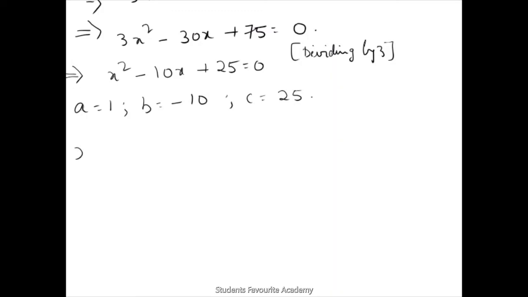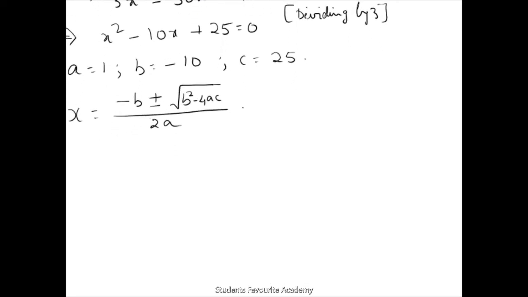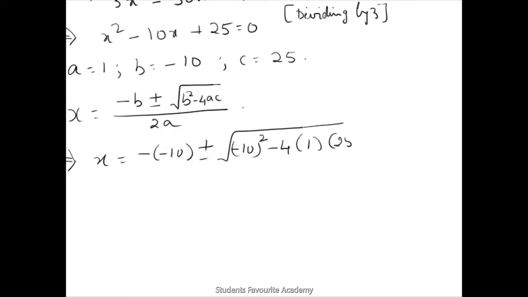So now let us write the formula. x is equal to minus b plus or minus square root of b square minus 4ac, okay, upon 2a, right? So now let us substitute the values, implies x is equal to, b is minus 10, so minus of minus 10 plus or minus square root of 10 square, because b is minus 10, b square minus 4 into a is 1 and c is 25, right, upon 2 into 1, because a is 1.